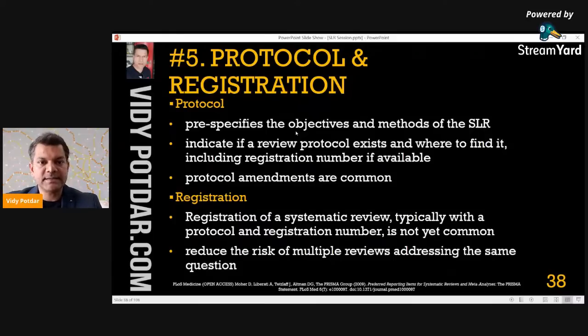The next is registration. Registration of a systematic review, typically with a protocol and registration number, is not yet common, but it is getting more and more popular. It is not there yet fully, but researchers have started doing it. It reduces the risk of multiple reviews addressing the same question. Like I mentioned, to ensure that the systematic review is not replicated, you can register it online.